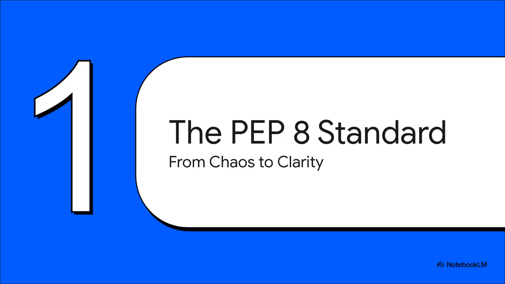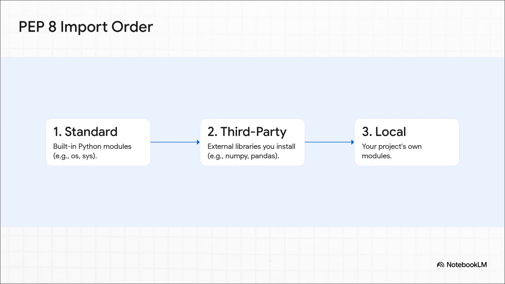The PEP8 standard is just beautiful in its simplicity. You just organize your imports into 3 groups, always in this order, and you put a blank line between each group. Group 1, Python's standard library. Group 2, any third-party packages you installed. And Group 3, your own local code. That's it. This structure immediately tells anyone reading your code what your dependencies are and where they're coming from.